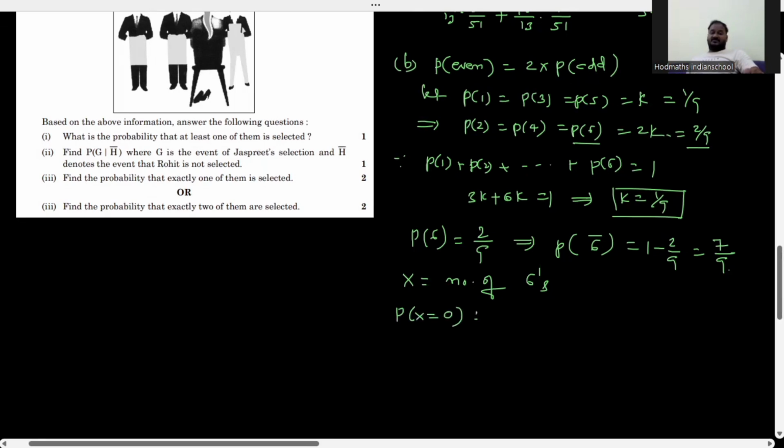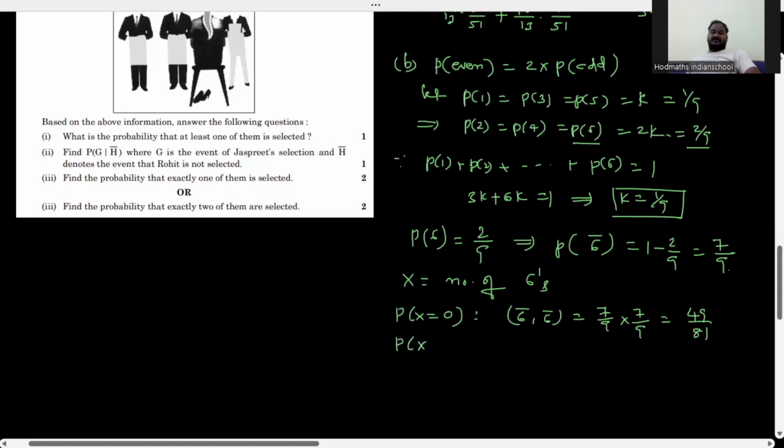Zero sixes is nothing but what? First die is not showing 6 and second die also not showing 6. It means not showing 6 and not showing 6. And what is the probability of not showing 6 here? It is 7 divided by 9. And the second one also not showing 6, 7 divided by 9. 7 by 9 into 7 by 9, 7 sevens are 49 divided by 9 nines are 81.